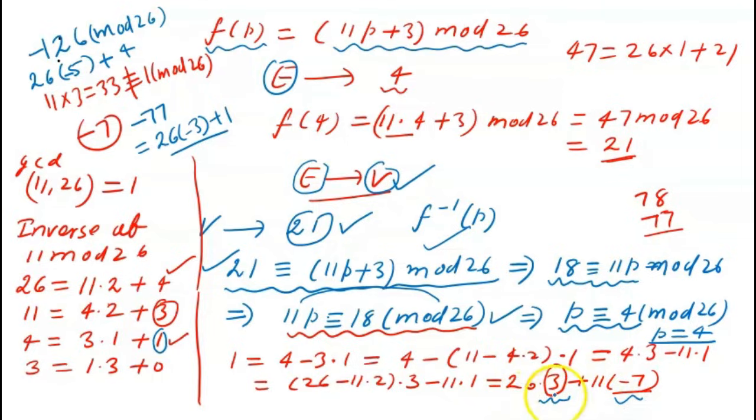So we know as a fact that 3 or -7 will be the inverse. So we verified that -7 is the inverse, and then we multiplied by -7 in both sides of this equation. So what we got is P is congruent to 4 modulo 26. So basically the solution is P is equal to 4, and 4 stands for E. So we got the original message E.